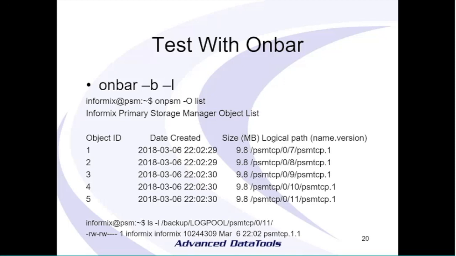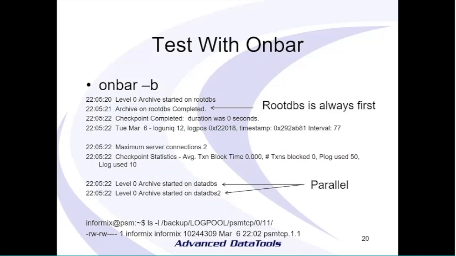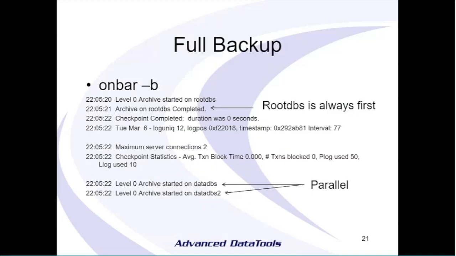For full backup with Onbar, you'd use Onbar-B. It'll automatically do a level 0. What you will always see is root DBS will always back up first and before anything else. Once root DBS finishes, it'll start going through the rest of the DB spaces and start backing them up. I'm going to actually do a demo of that right now.